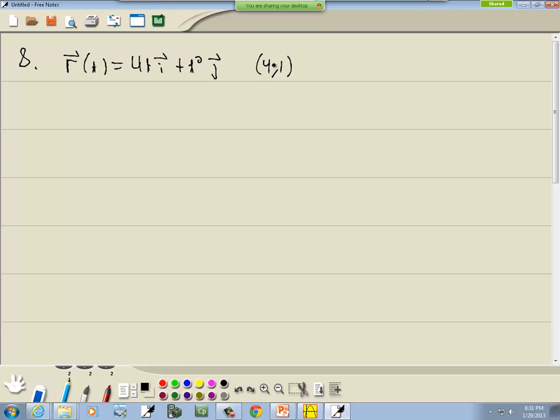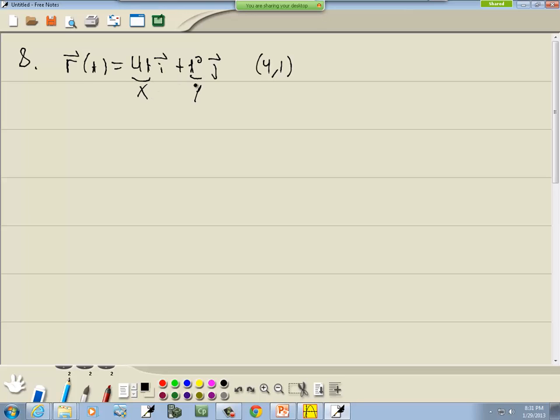Before, we were given t equals a value, like t equals 1. Well, if you're not given the point, you could always plug in your t value. Like if I plugged in t equals 1 here, we get 4 times 1, which is 4. And if I plug in t equals 1 here, I get 1 squared, which is 1. So you can get your point that way, because again, this is your x and this is your y.